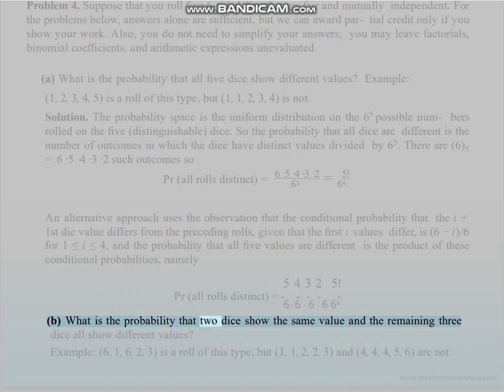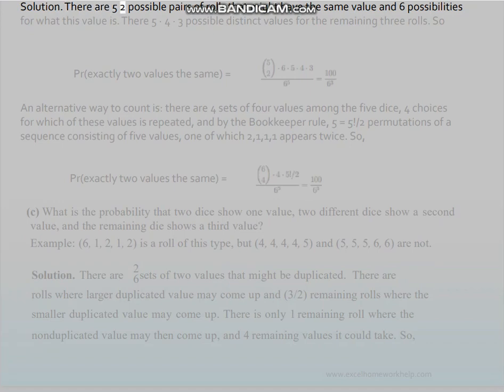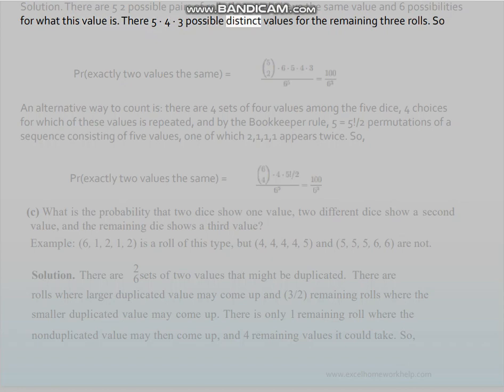B. What is the probability that 2 dice show the same value and the remaining 3 dice all show different values? Example: 6, 1, 6, 2, 3 is a roll of this type, but 1, 1, 2, 2, 3 and 4, 4, 4, 5, 6 are not. Solution. There are (5 choose 2) possible pairs of rolls that might have the same value and 6 possibilities for what this value is. There are 5 possible distinct values for the remaining 3 rolls.